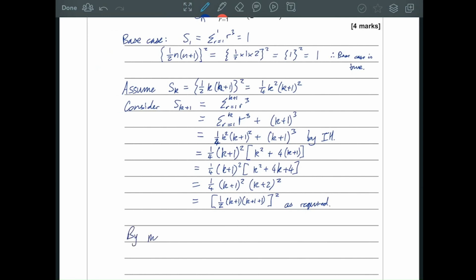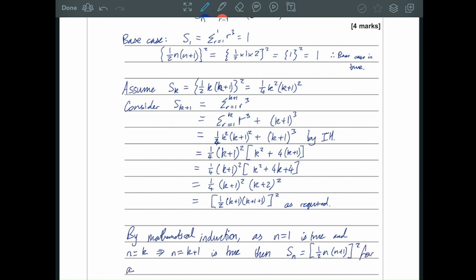So by mathematical induction, as n equals 1 is true and n equals k implies n equals k plus 1 is true, then the sum to n is equal to a half n plus 1 all squared. Oh, that bracket's in completely the wrong place.